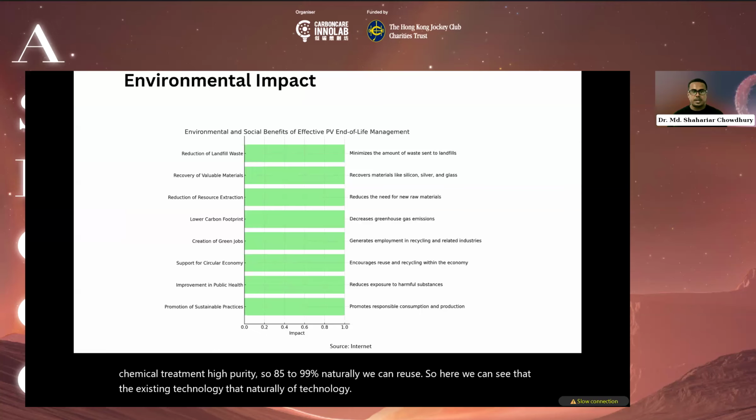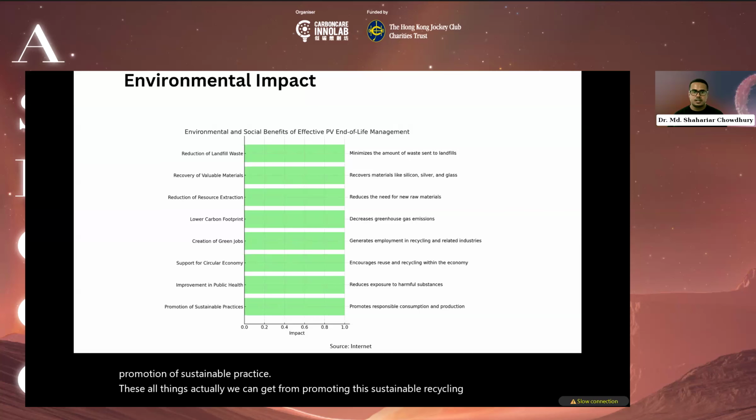Now the environmental impact: here we can see reducing landfill waste and recovering valuable material. Earlier I mentioned the lower carbon footprint and creating green jobs, so it can create new job opportunities for future generations, support the circular economy, and improve public health. It also promotes sustainable practice. All these things we can get from promoting sustainable recycling and managing PV waste.